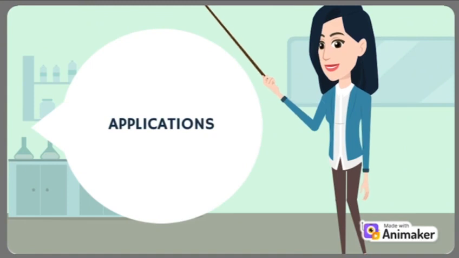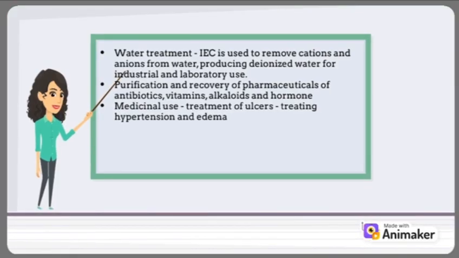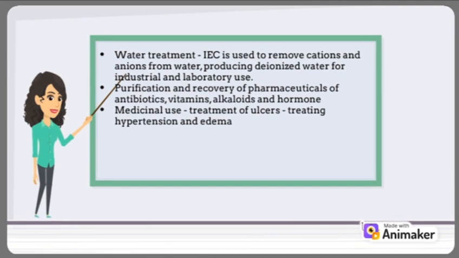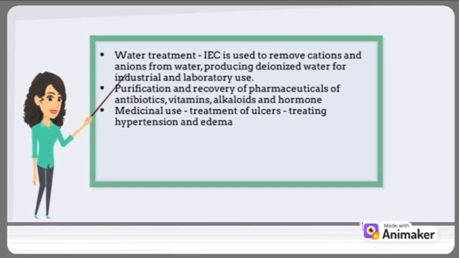Next, I will explain about the application of ion exchange chromatography. The first one of the applications is water treatment. Ion exchange chromatography is used to remove cations and anions from water that will produce deionized water for industrial and laboratory purposes. Therefore, ion exchangers can soften the water, deionize it, and even be used in desalination.